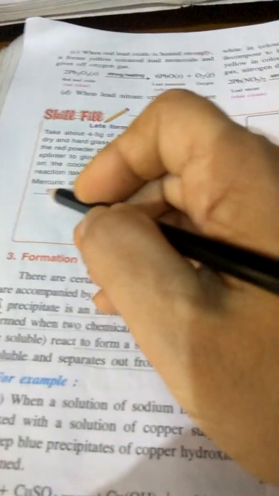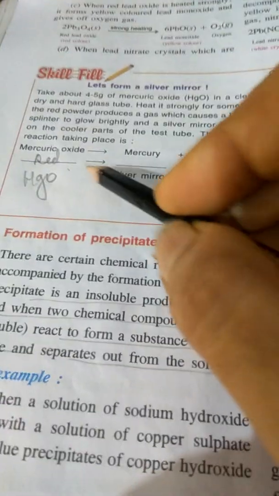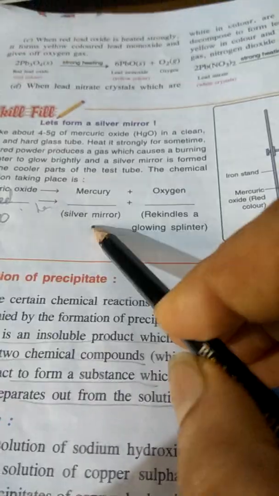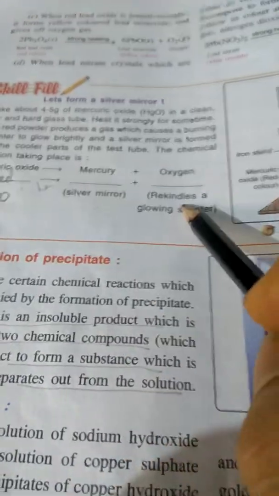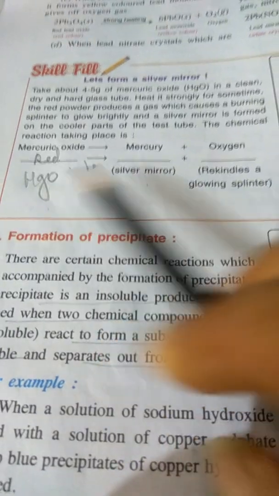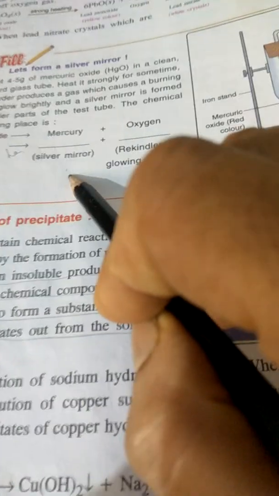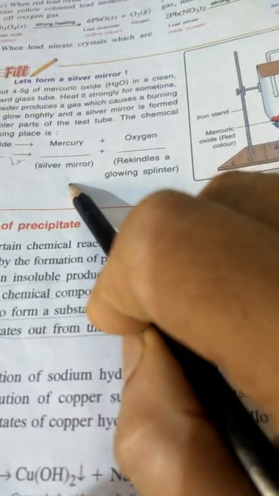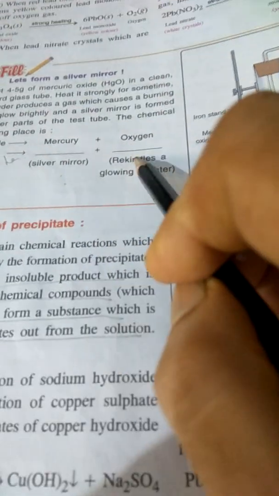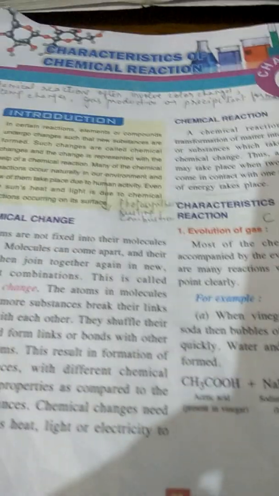Then one more example I'll give you, that is mercuric oxide. Mercuric oxide is red in color, HgO. When we heat it, it will break up into mercury and oxygen. This being red in color, the mercury will be silver, mirror-like in color, and a gas, oxygen, is involved.